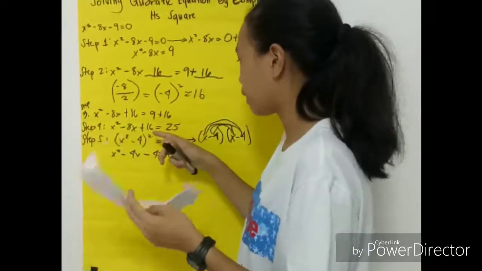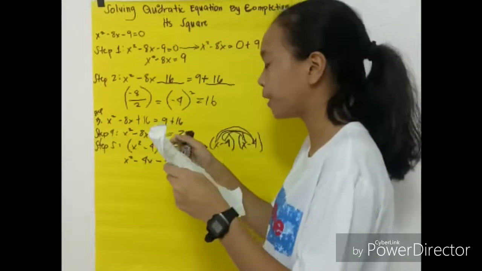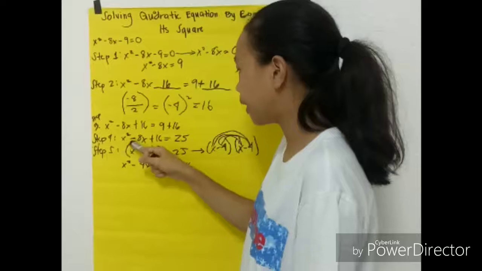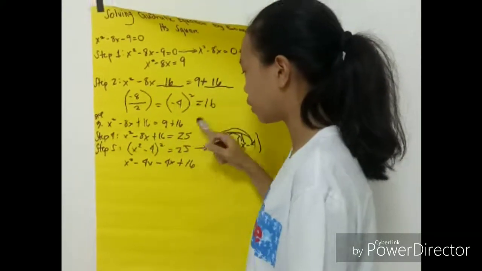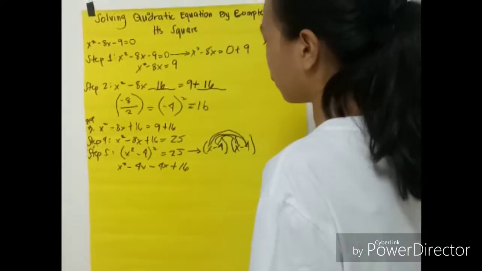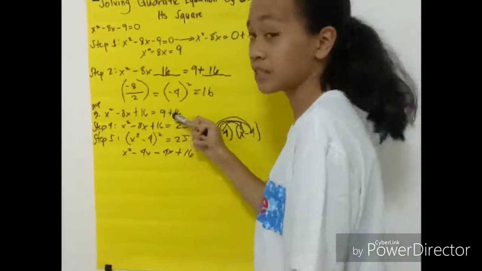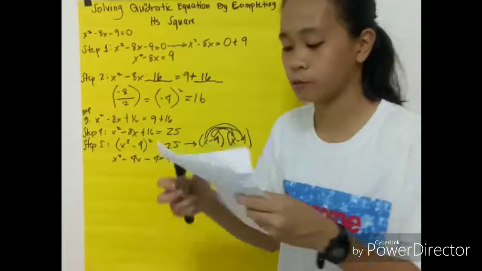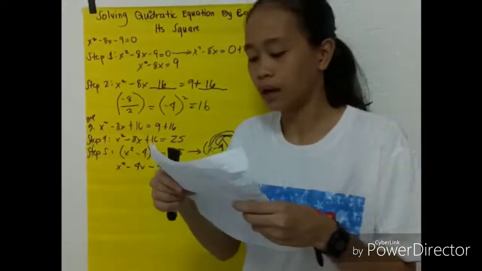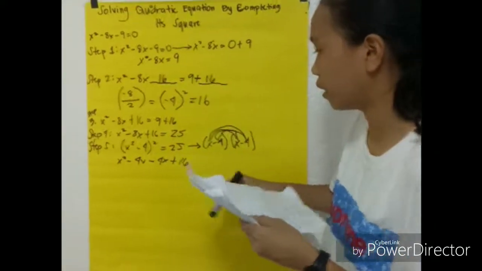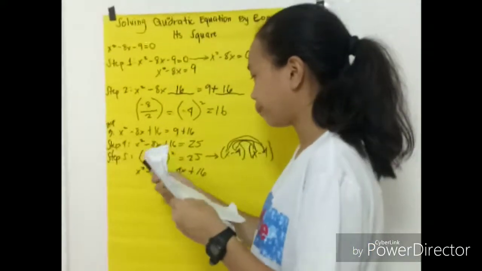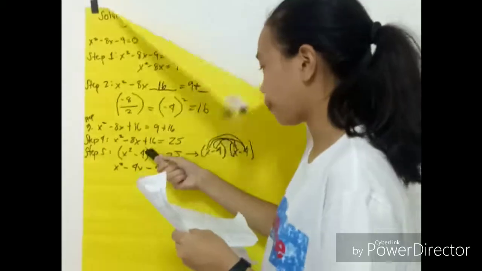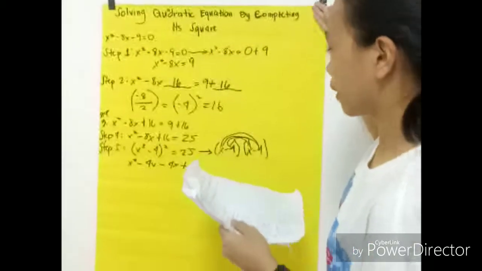Tapos, sa step 4, complete the trinomial. So, x squared minus 8x plus 16 equals 25. So, ang 25 galing sa 9 plus 16 equals 25. So, sa step 5 na tayo, express the trinomial on the left of the equation as the square of binomial. So, may ganito. X minus 4 squared equals 25.